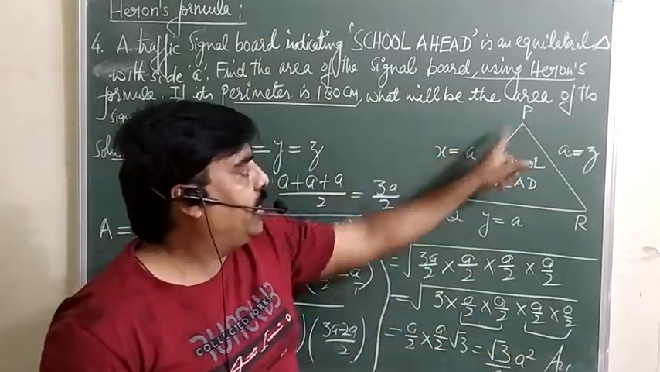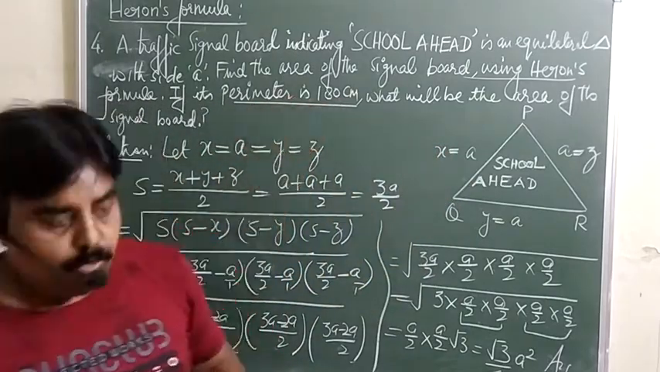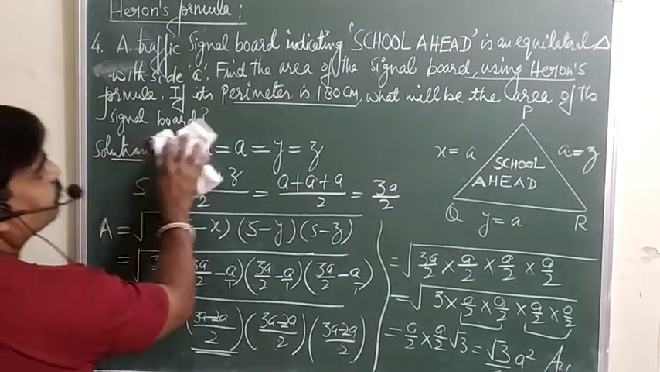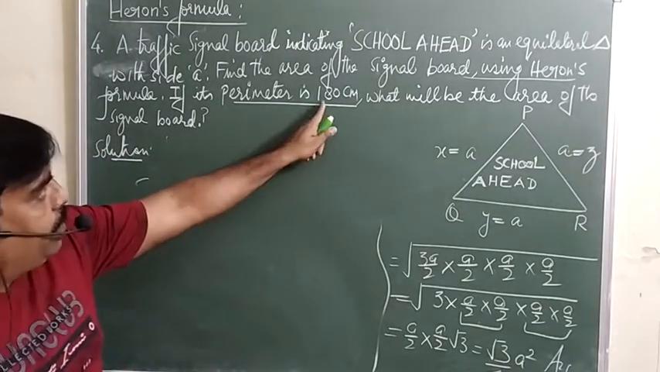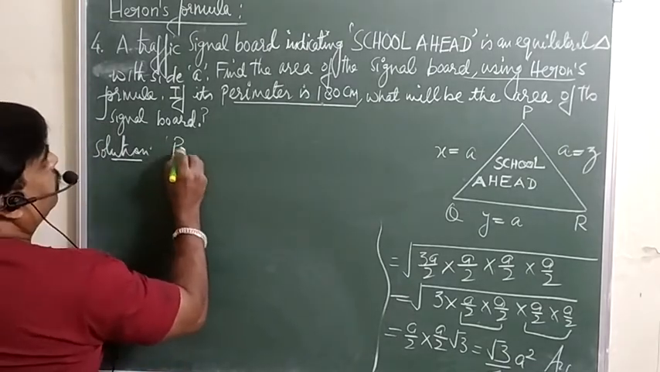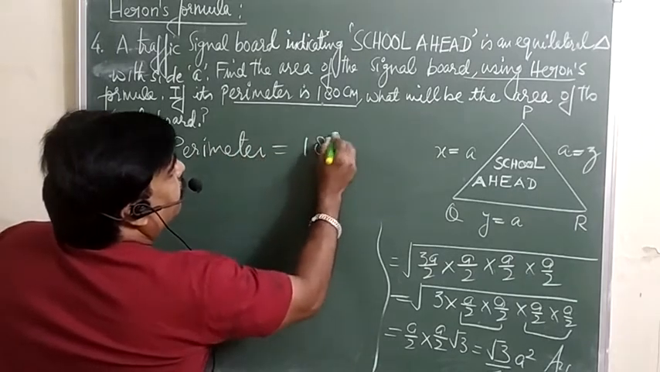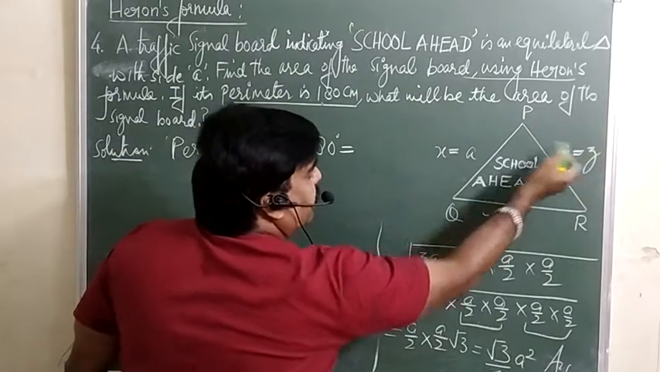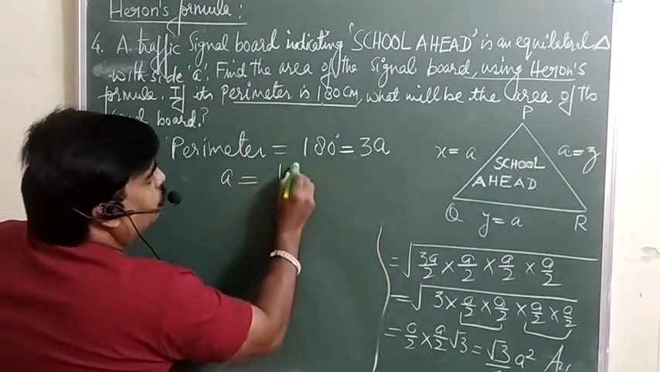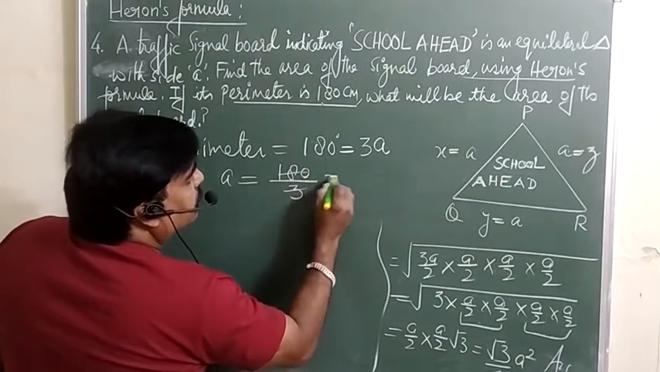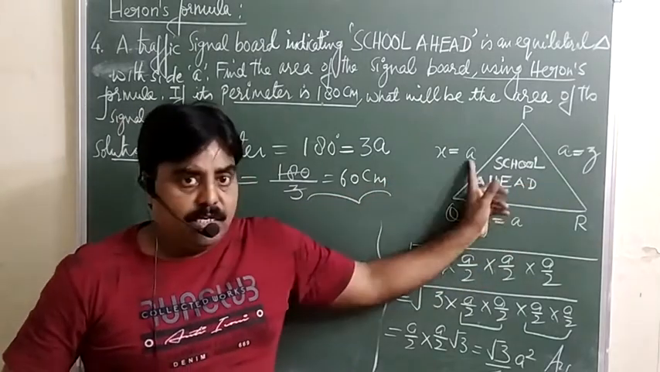Now it's saying you have to find the area of this triangle. Now we have to find the area. If its perimeter is 180, then you have to find out the side first. So look at here now. Perimeter is given 180, and that is equal to what? Sum of these three sides, a plus a plus a. So directly I am doing, this is 3a. So what you will get? a is equal to 180 over 3. So that is 60 centimeter. So side of this triangle is 60 centimeter.